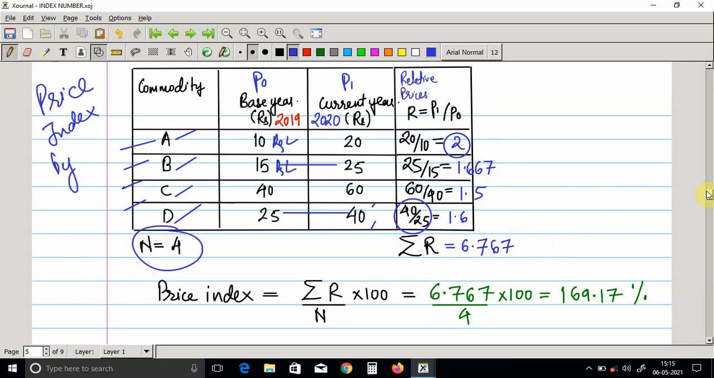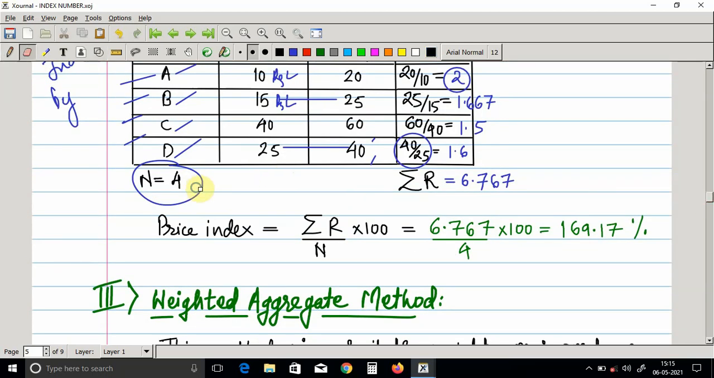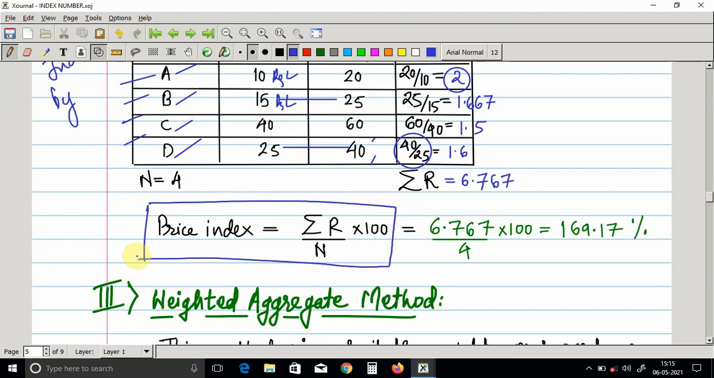Okay, so this is the formula for finding the price index by simple average of relative prices. So this is the calculation. You can do this and you will get 169.17%.